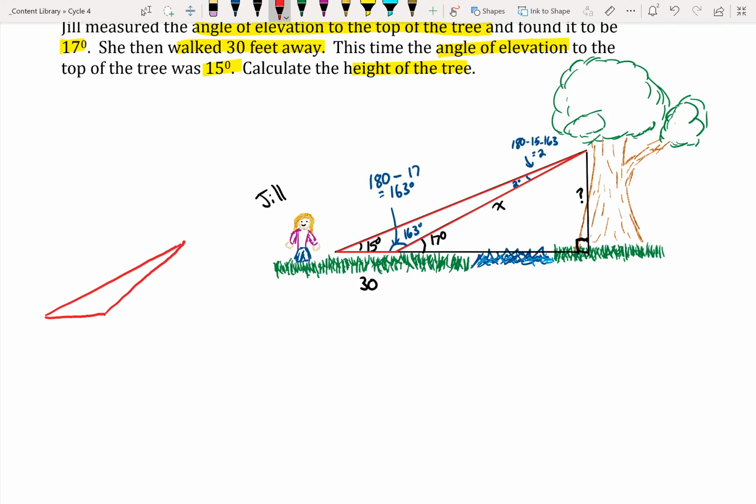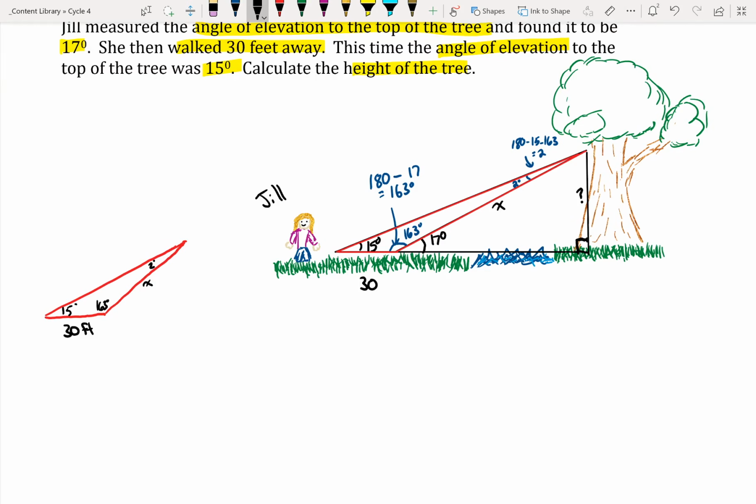I'm not going to worry about using a ruler for this one. And I'm going to label in my angles that I know. So I know 15 degrees, I know 163 degrees, I know 2 degrees, and I know the one side is 30 feet. And I'm looking for this side, this common side, or this long side here.